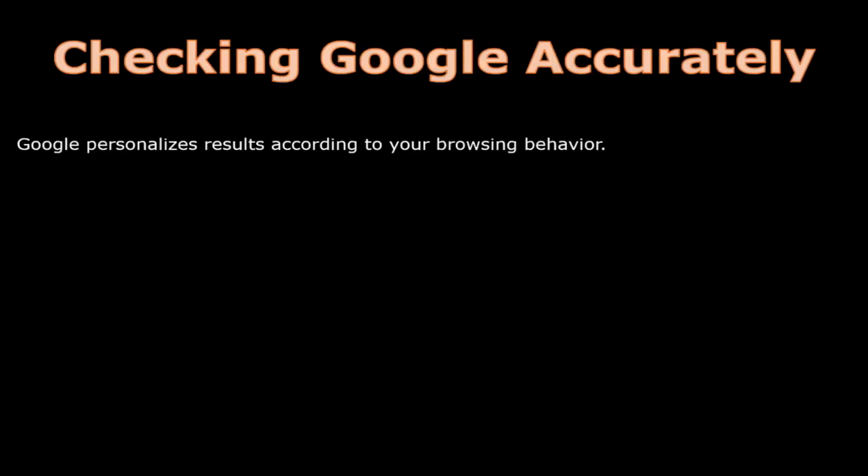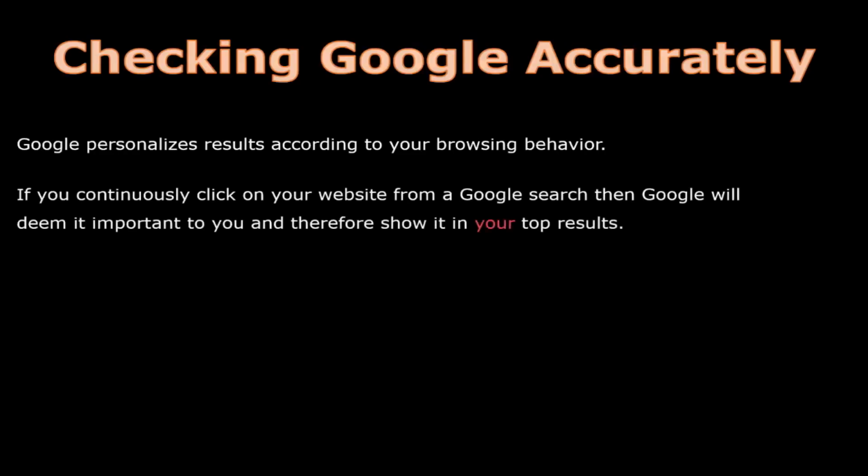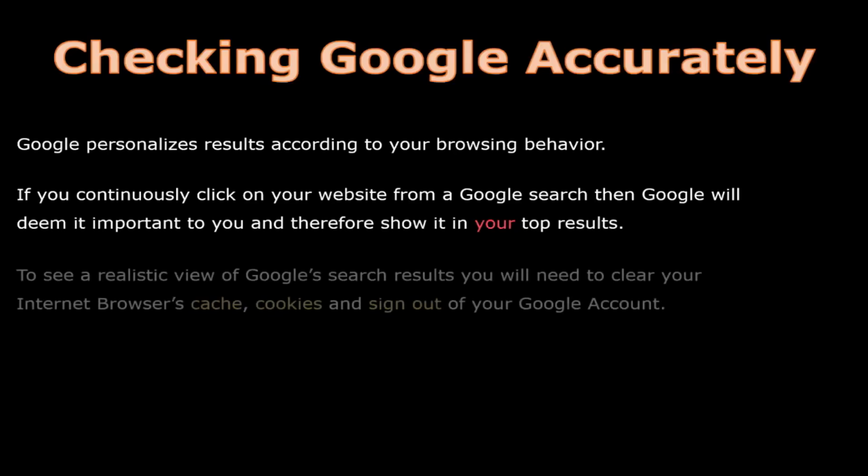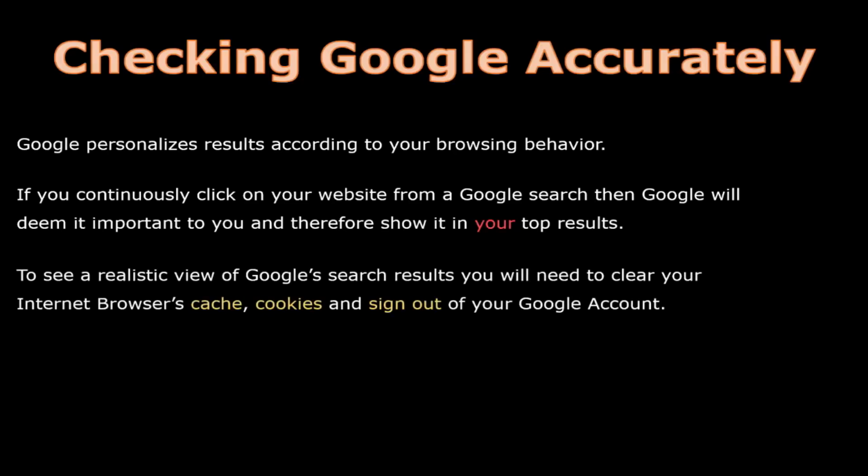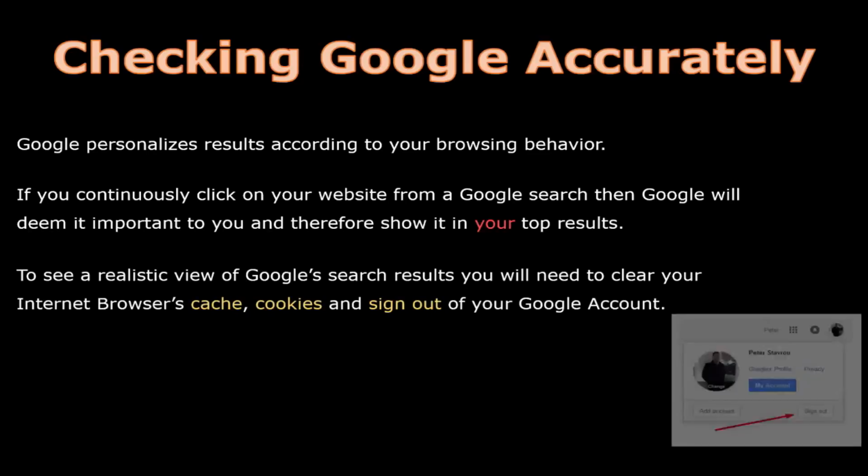Checking Google accurately. Google personalizes results according to your browsing behavior. For example, if you continuously click on your website from a Google search, then Google will deem it important to you and therefore show it in your top results. To see a realistic view of Google search results, you will need to clear your internet browser's cache, cookies, and sign out of your Google account.